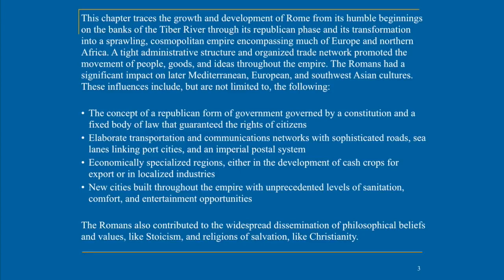First, the concept of a republican form of government, governed by a constitution and a fixed body of law that guaranteed the rights of citizens. Second, an elaborate transportation and communications network with sophisticated roads, sea lanes linking port cities, and an imperial post system. Third, economically specialized regions, either in the development of cash crops for export or in localized industries. And finally, new cities built throughout the empire with unprecedented levels of sanitation, comfort, and entertainment opportunities. The Romans also contributed to the widespread dissemination of philosophical beliefs and values like Stoicism and religions of salvation like Christianity.